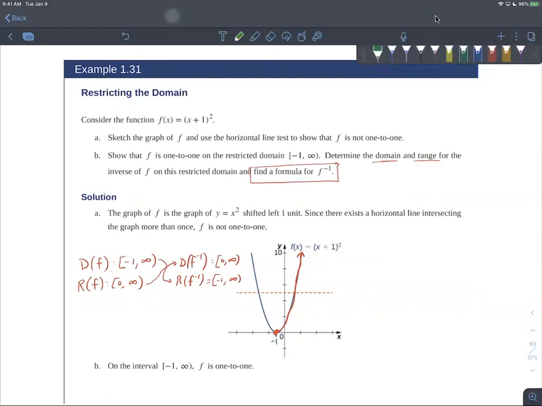Okay, so remember we have f of x equals x plus 1 squared, and this is for x being larger than or equal to -1. So we let y replace f of x. Take the square root of both sides.